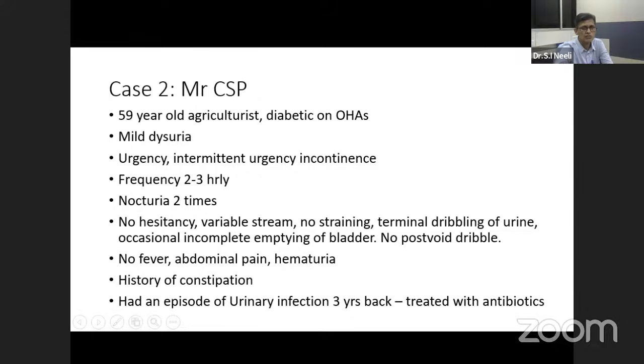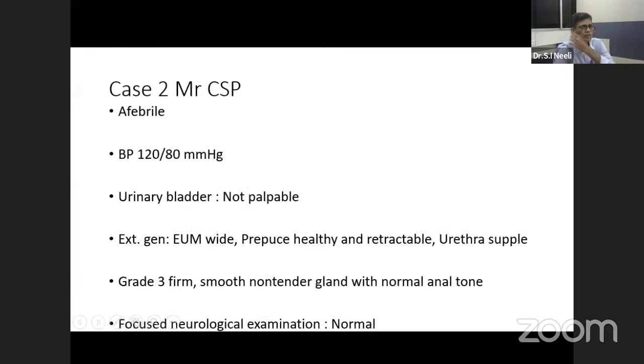He gave history of constipation. He also had an episode of urinary tract infection 3 years back, for which he had received antibiotics. On examination, he was afebrile. His BP was 120/80 millimeter of mercury. Urinary bladder was not palpable. External genitalia were within normal limits.